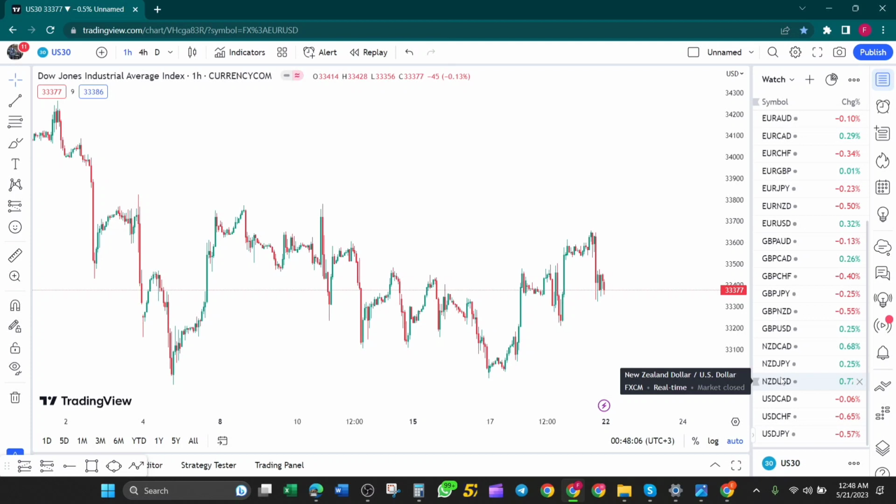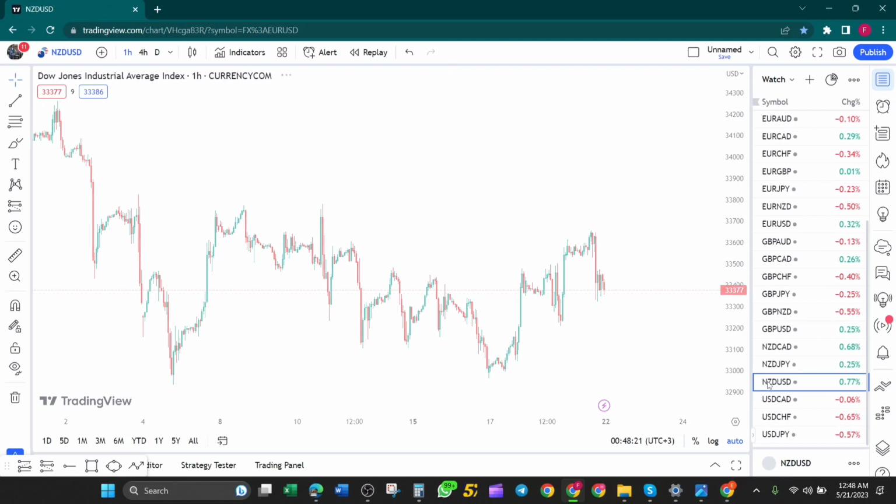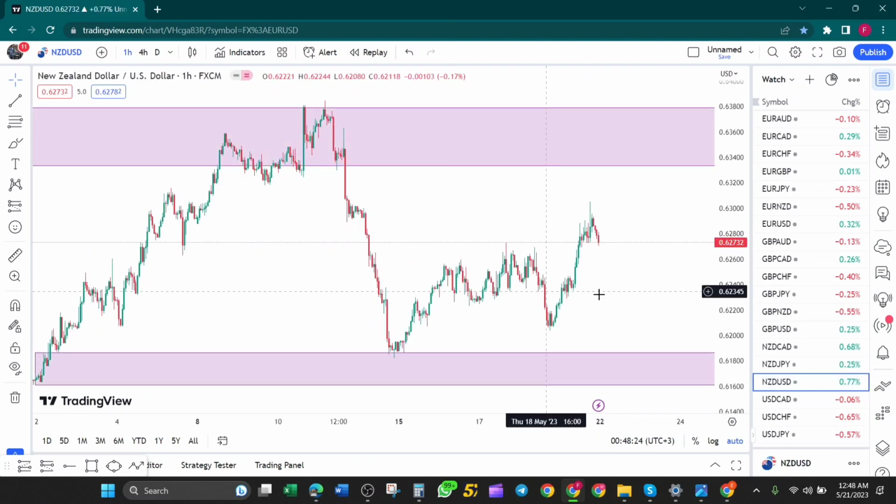I'll show you a very good example. An example of major currency pairs: Euro USD, GBP USD, NZD USD, anything XXX USD. All of those pairs have the dollar, so they are all affected by the US dollar.